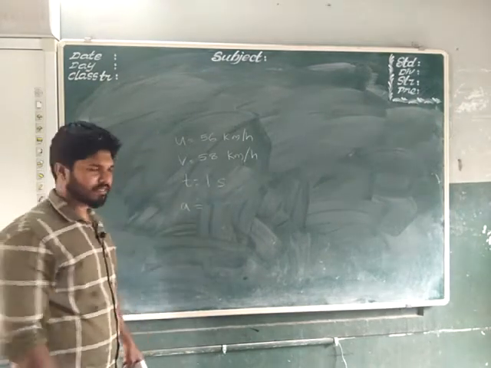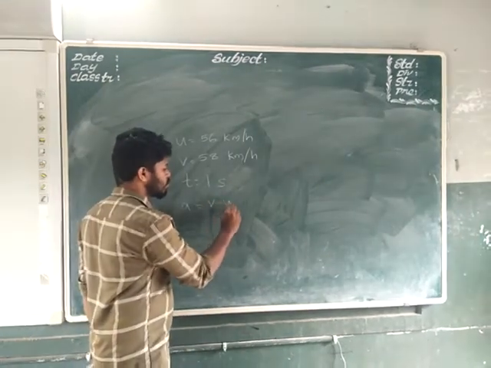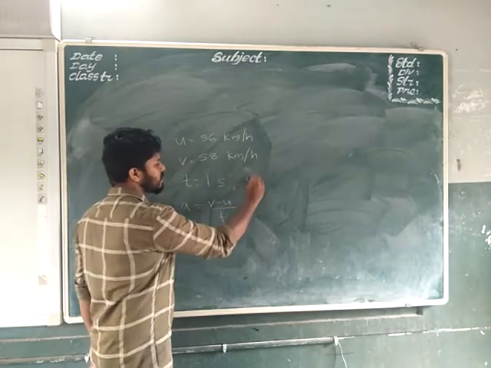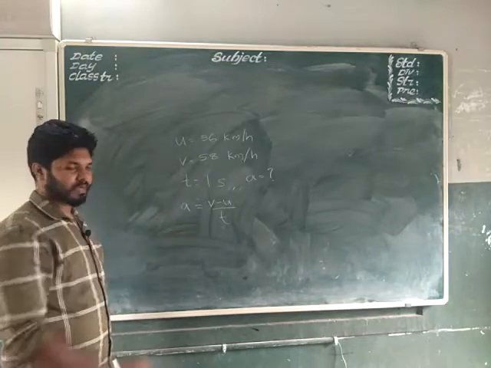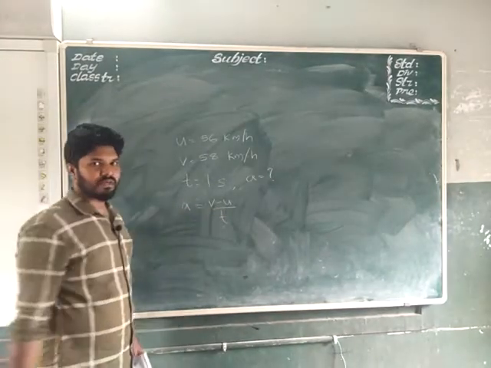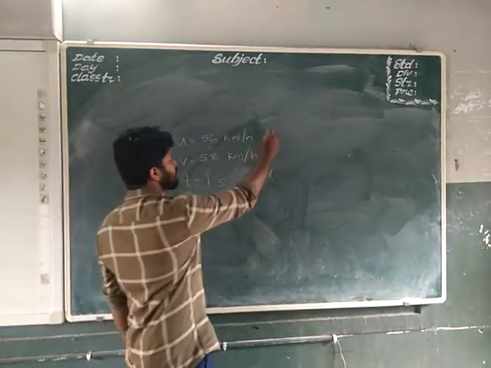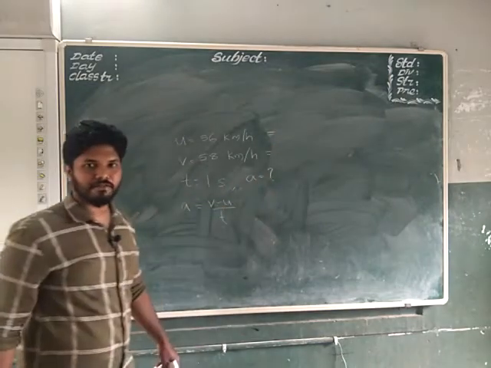What is the equation of acceleration? v minus u divided by t. So the question is, what is a? We mark this as a, question mark. Now the equation is a equal to v minus u by t. See, this is in kilometer per hour, so we have to change it.